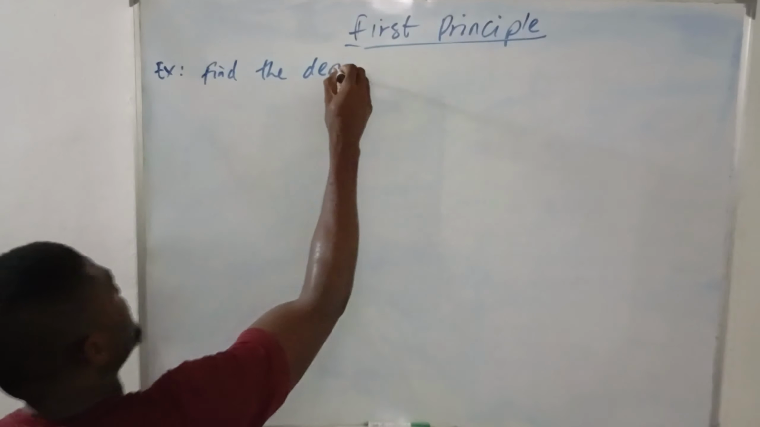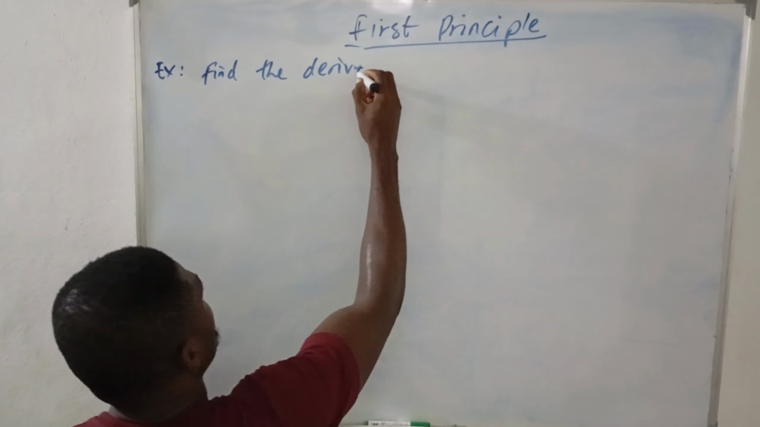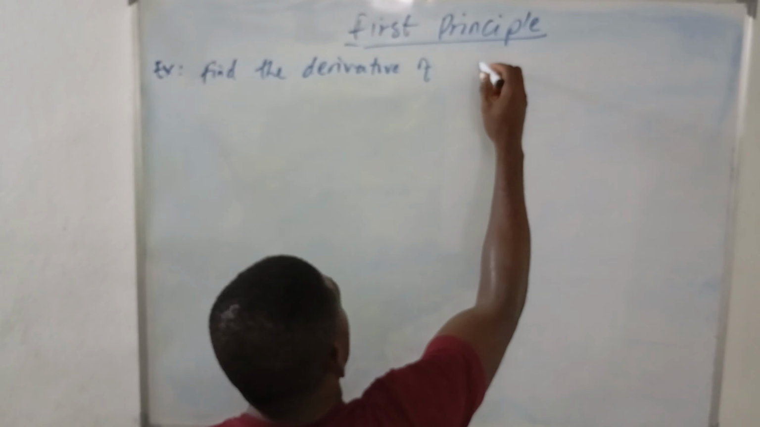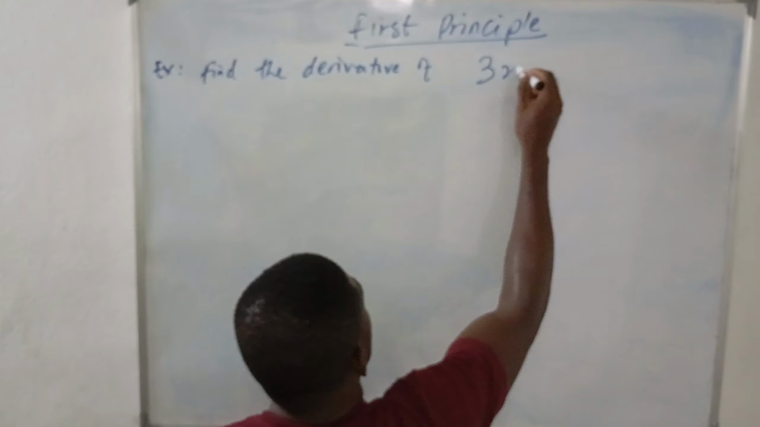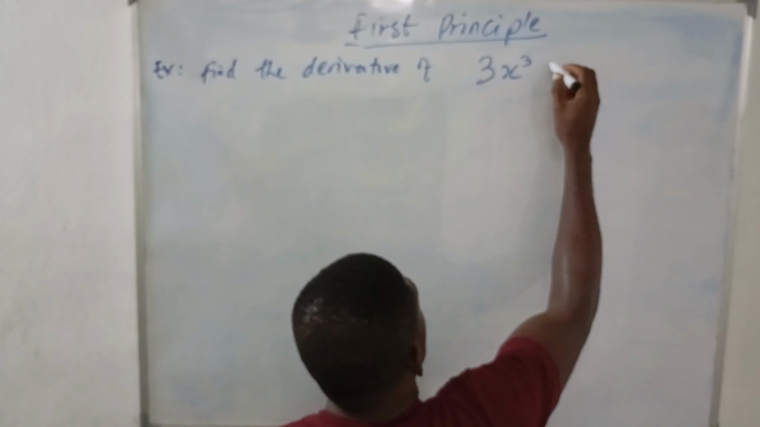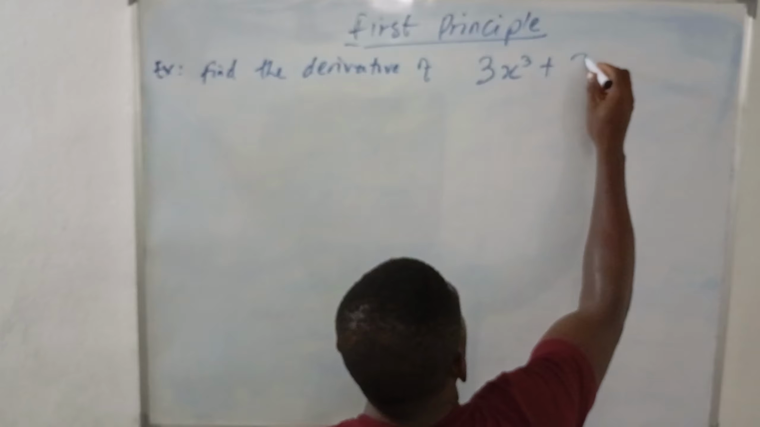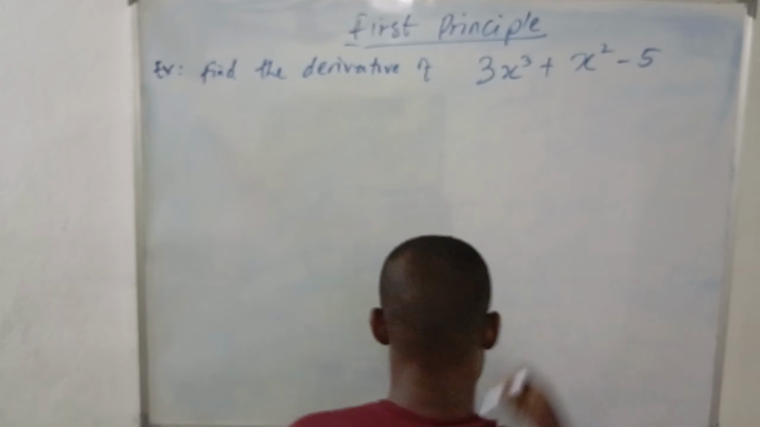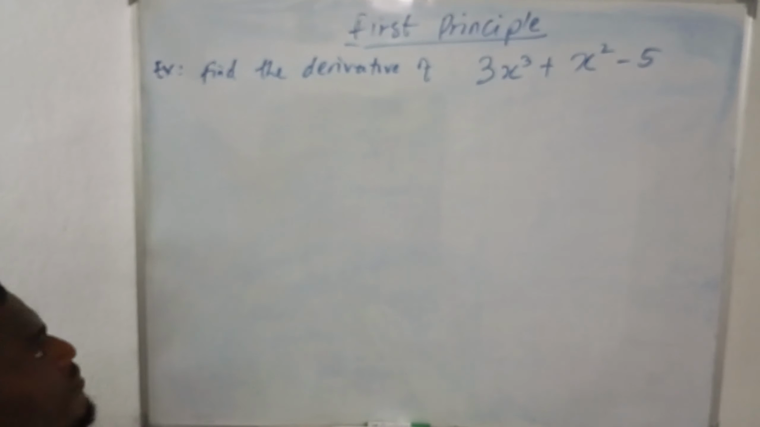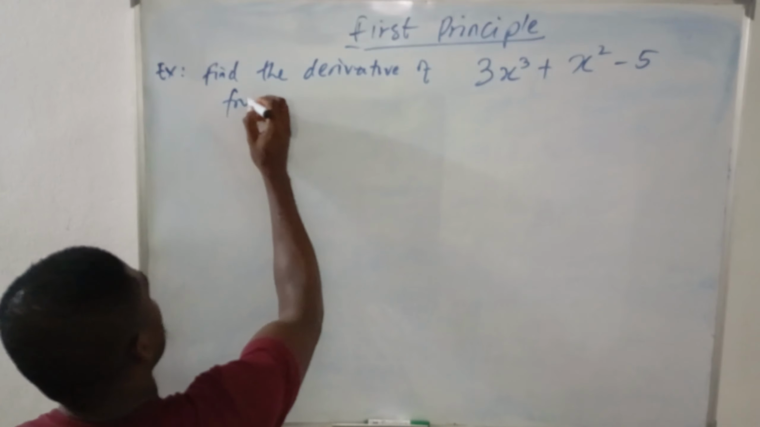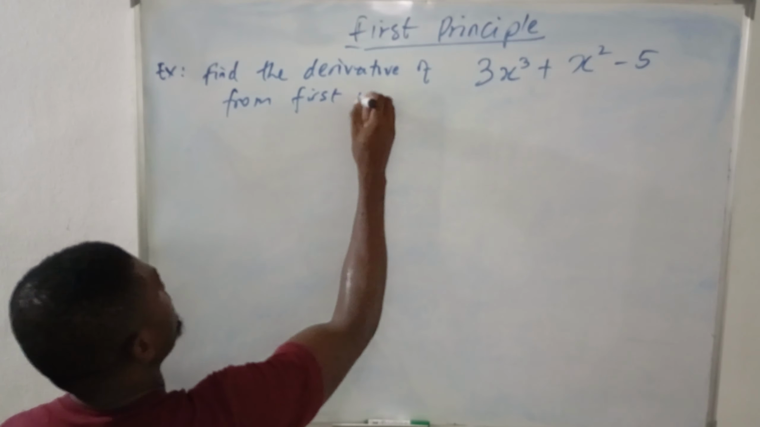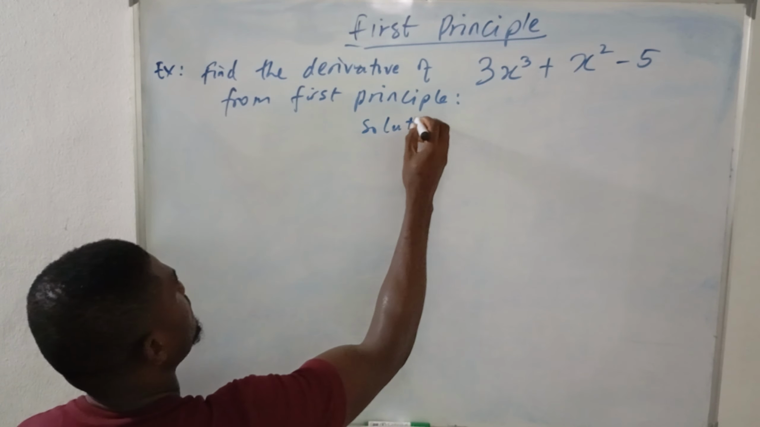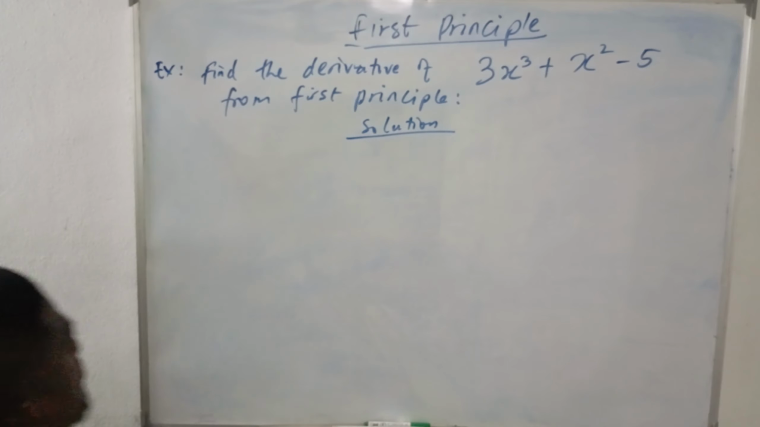So the question will be, find the derivative of 3x raised to the power of 3 plus x raised to the power of 2 minus 5. Let's say this, what we have to do from first principle. And this is what we're going to do.